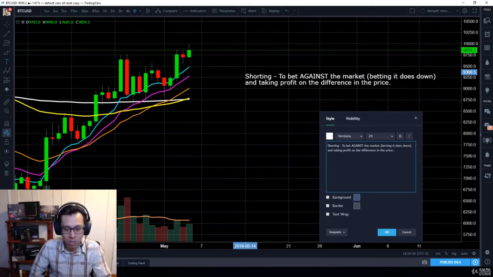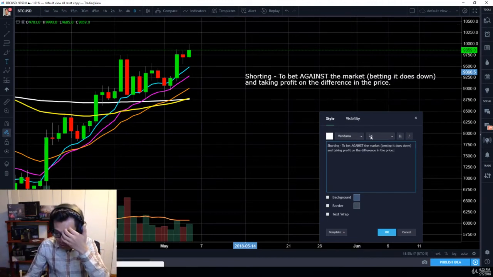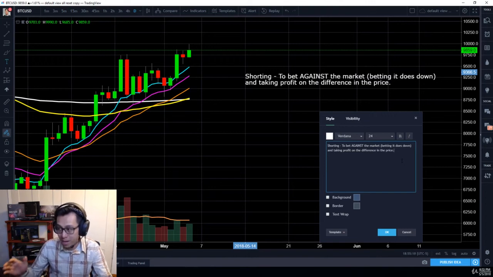Just to give you guys some examples, I think GDAX allows you to short. I know Bitfinex does. BitMEX. What else? Poloniex as well. There are many exchanges that allow you to short. If you guys want to play on Bitfinex and you're American, VPN, guys. Honestly, just get a VPN. Simple as that, right? So shorting is to bet against the market, betting that it actually goes down instead of up, and taking profit on the difference in the price.